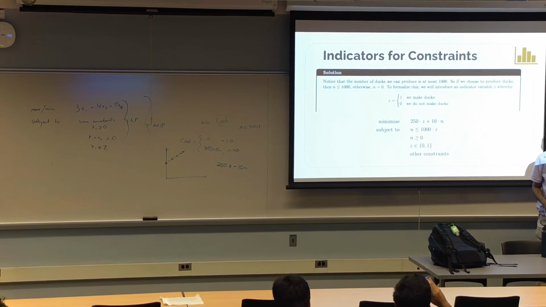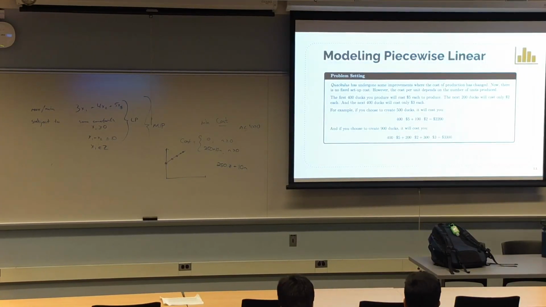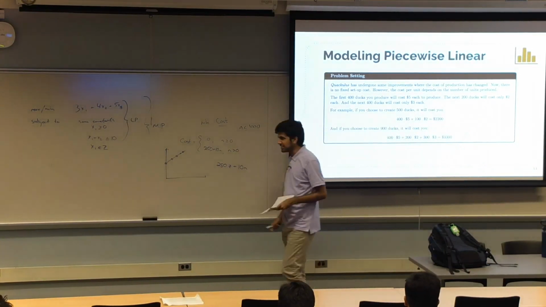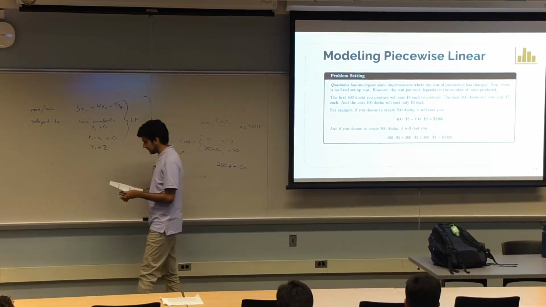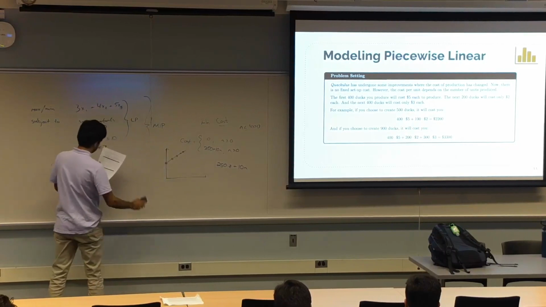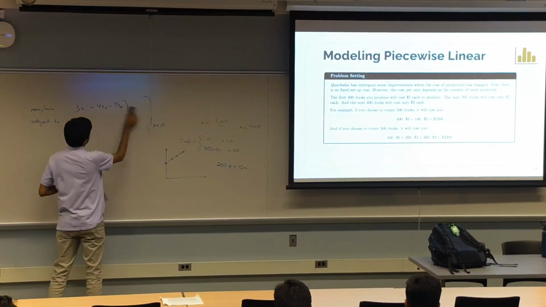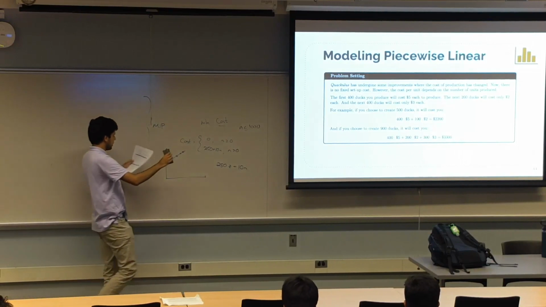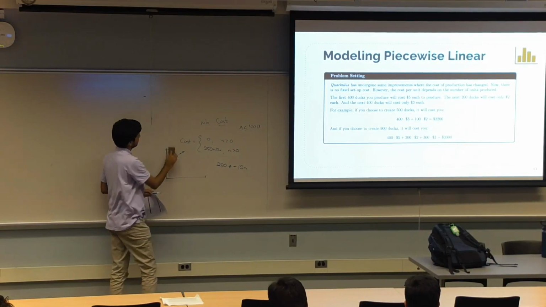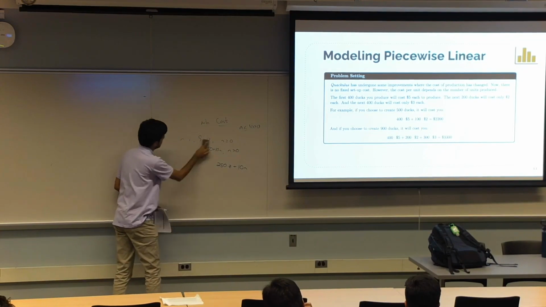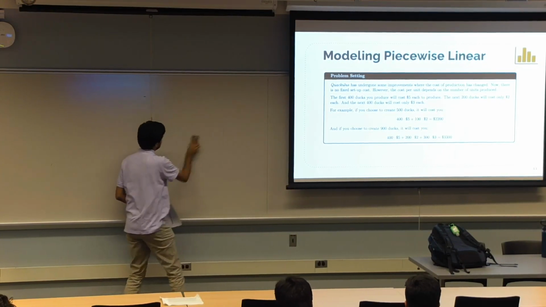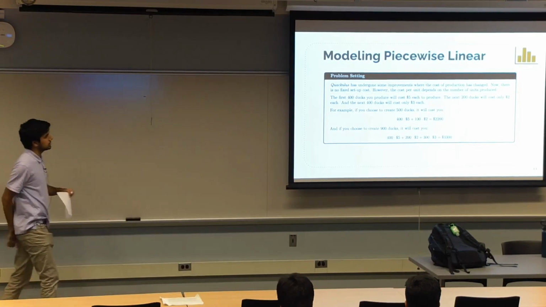Okay. Not the most exciting example, but let's consider a new problem setting. Coaculus has undergone some improvements where the cost of production has changed. Now we don't have any more setup cost, which is great. But now the price per duck depends on the amount of ducks that we produce. Again, we still have the 1,000 duck constraint.